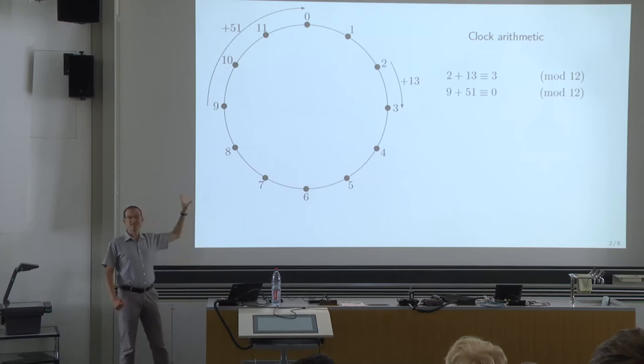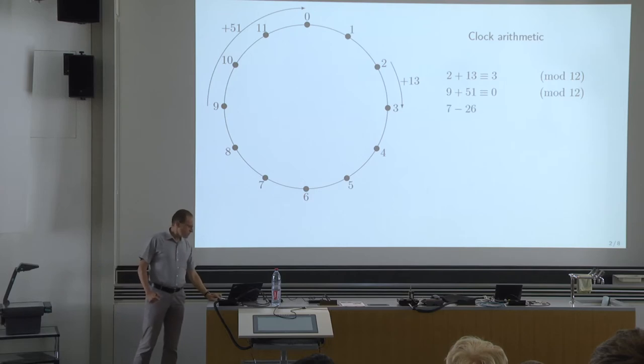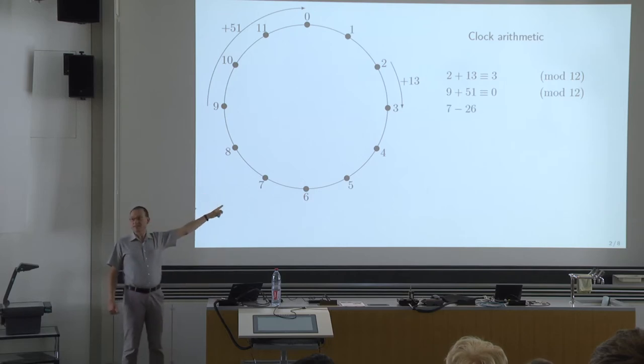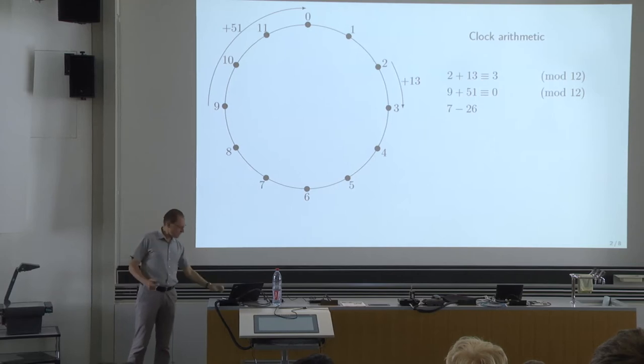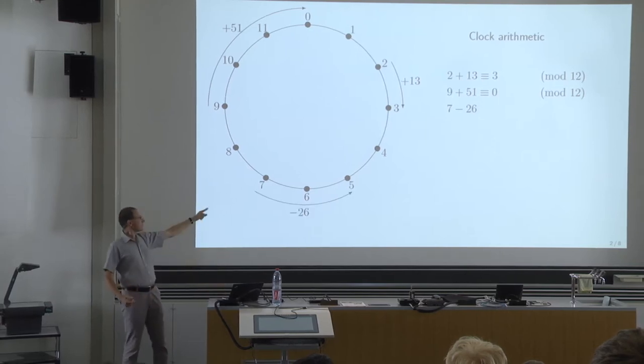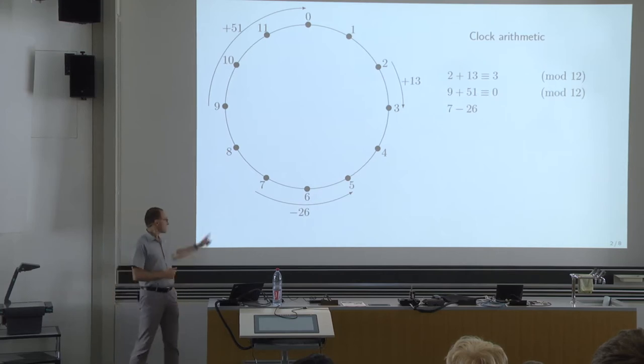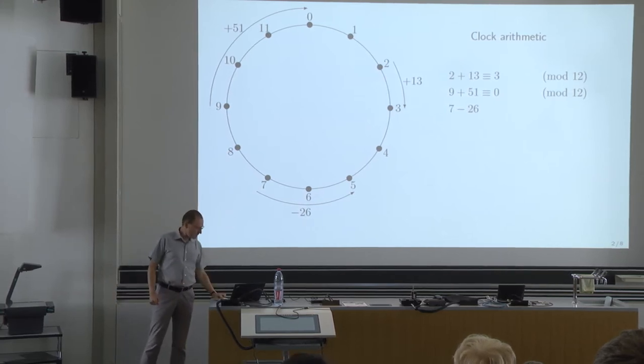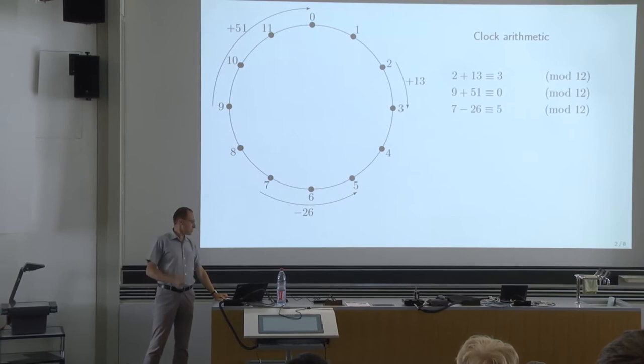This notation is ingenious. Now, you can not only add, you can subtract. If now the hand points at 7, where was it pointing 26 hours ago? Yes, at 5, absolutely. 24 hours ago, it was again 7. To subtract 2 more, you get to 5. Congruent to 5, mod 12.